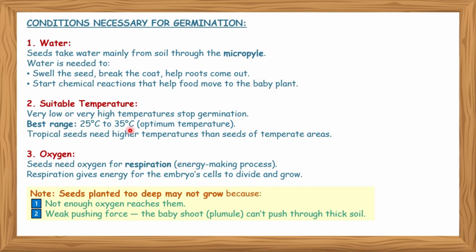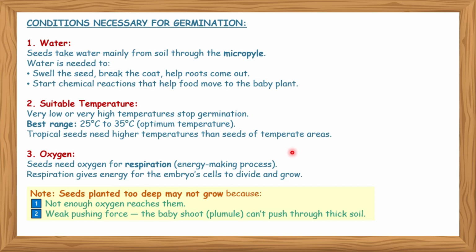Suitable temperature: very low or very high temperatures stop germination. The range of 25 degrees Celsius to 35 degrees Celsius is the optimum temperature for seed germination. Tropical seeds need higher temperatures than seeds of temperate areas.